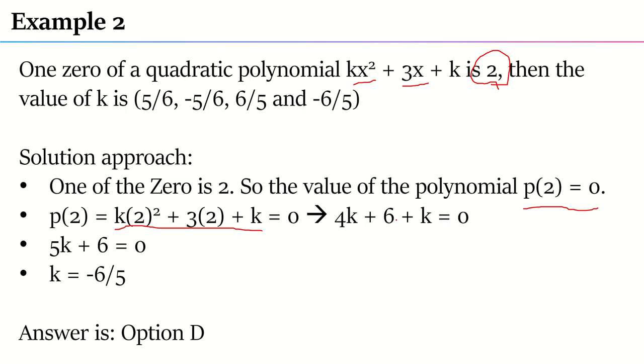You solve this linear equation. When you put the 6 on the other side, it becomes minus 6, and the 5 you bring it down and becomes k is equal to minus 6 by 5, which is your option D. So now we'll see a third example.